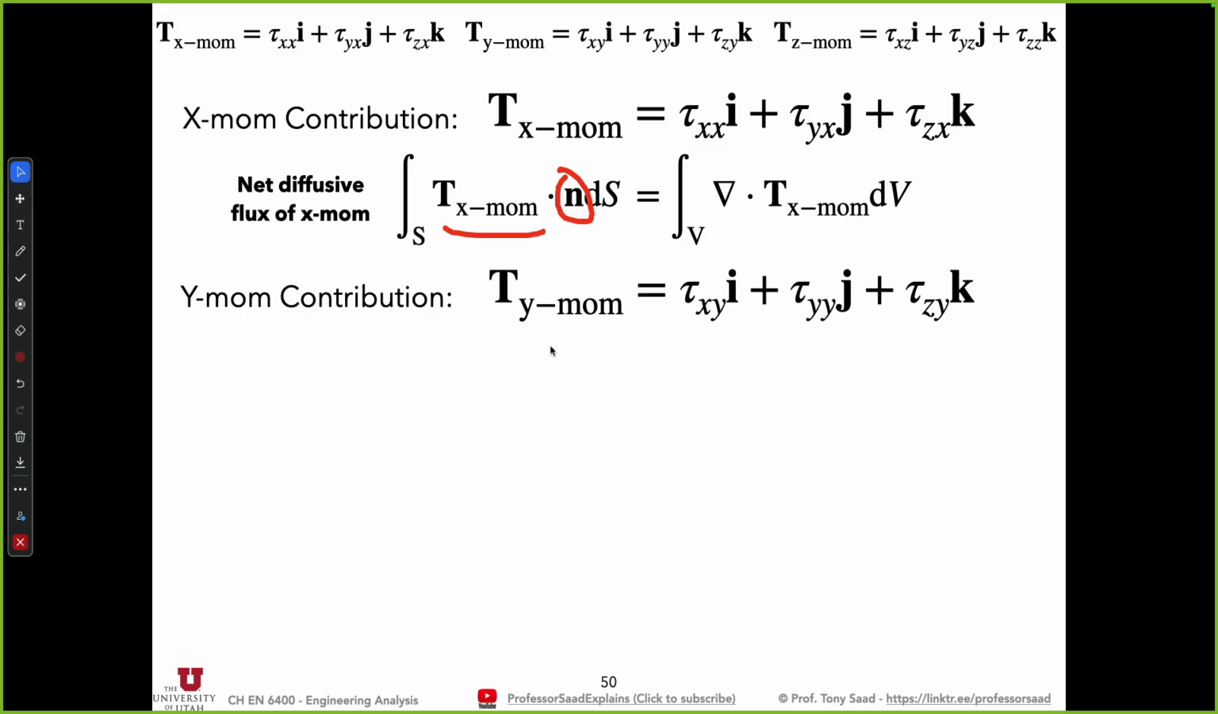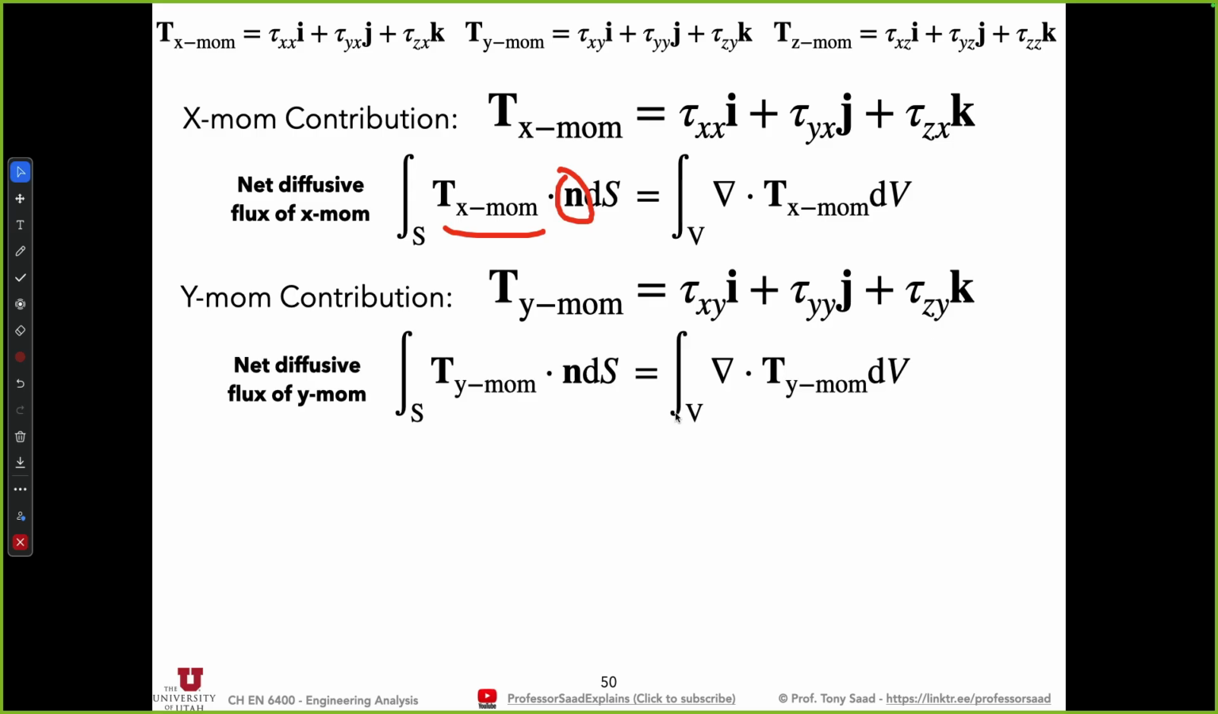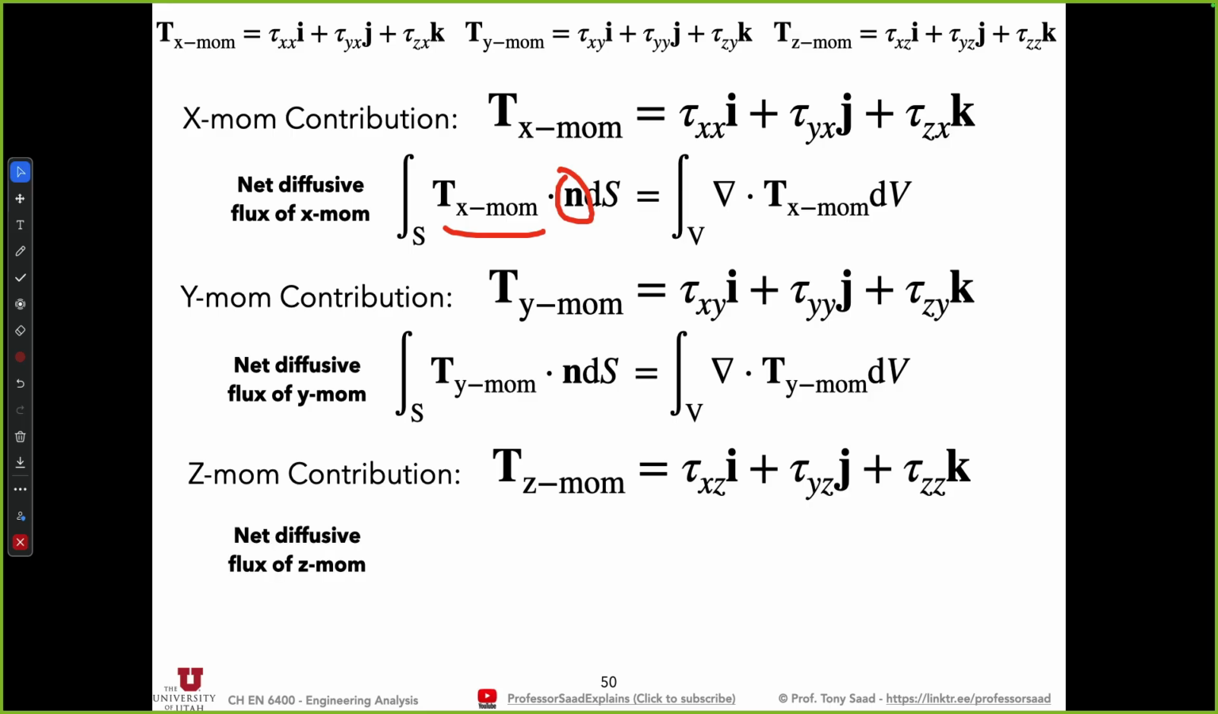Same thing for the y mom contribution. T, the diffusive flux of y mom, is tau_xy i plus tau_yy j plus tau_zy k. And then the net diffusive flux of y momentum is going to be that volume integral of its divergence. Again, this is going to result in a scalar value that is going to go in the y momentum equation, because the y momentum equation is a scalar equation for the y momentum scalar component. Okay? And then finally, the z mom contribution, you see by symmetry and by analogy.